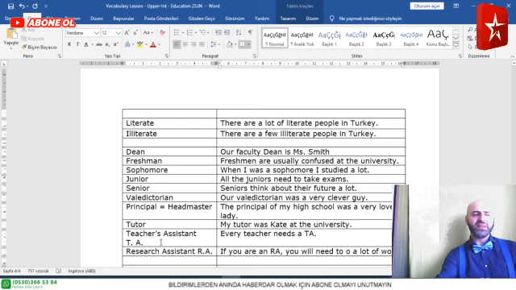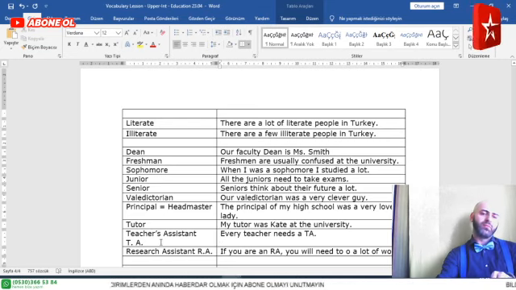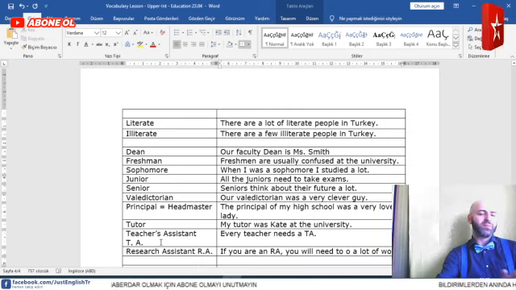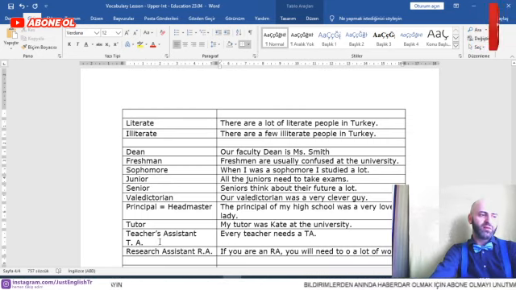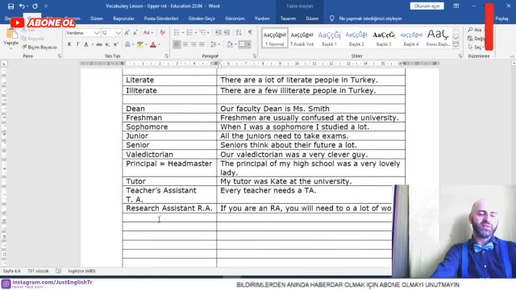I'm not sure if the system is same in Turkey though. Maybe it is different, and maybe you don't have TAs and RAs in Turkey. I have no idea about it.